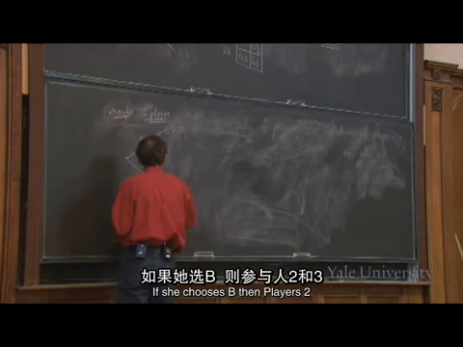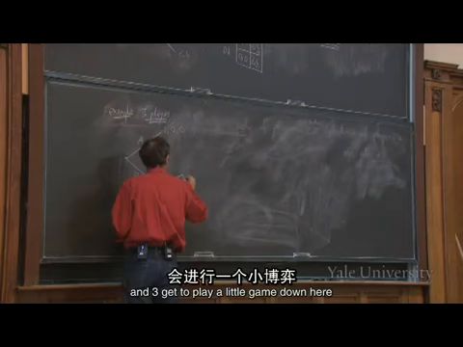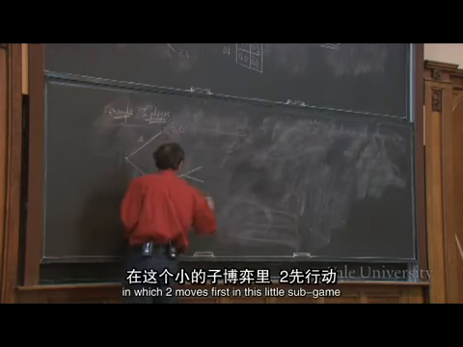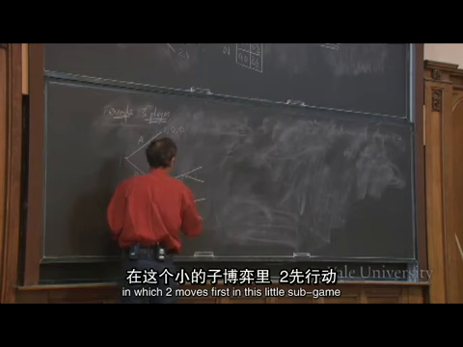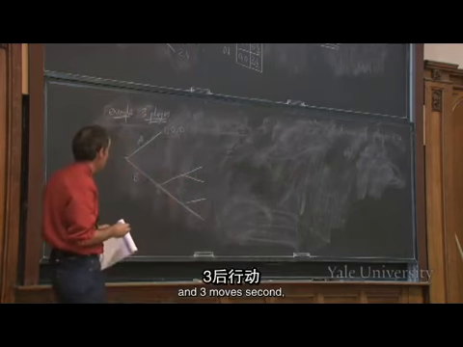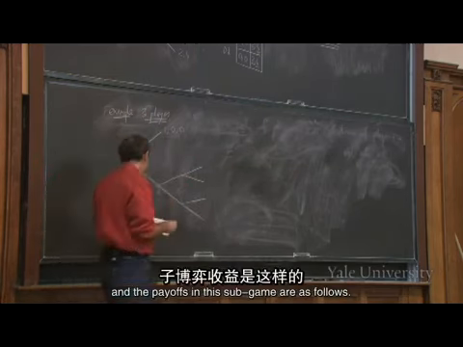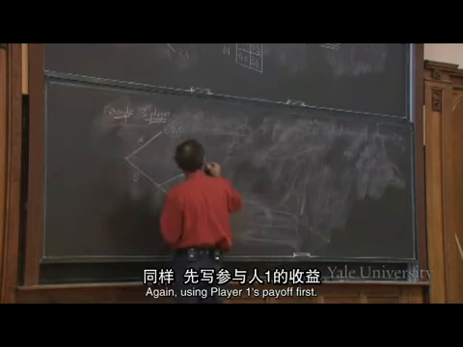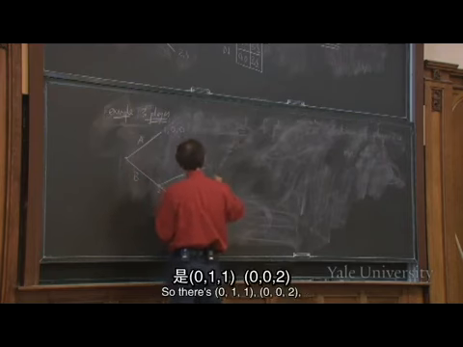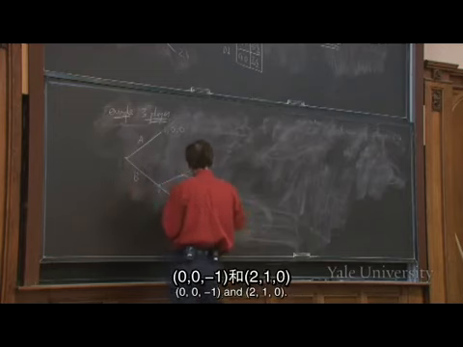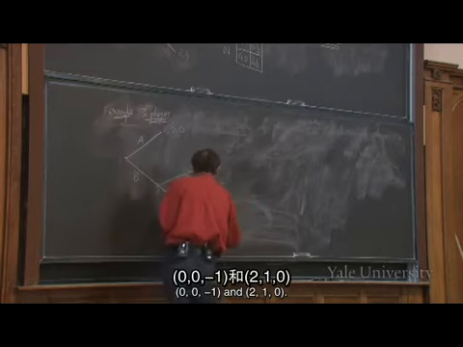If she chooses B, then players 2 and 3 get to play a little game down here, in which 2 moves first in this little subgame, and 3 moves second. And the payoffs in this subgame are as follows. Again, using player 1's payoff first. So there's 0, 1, 1, 0, 0, 2, 0, 0, minus 1, and 2, 1, 0.